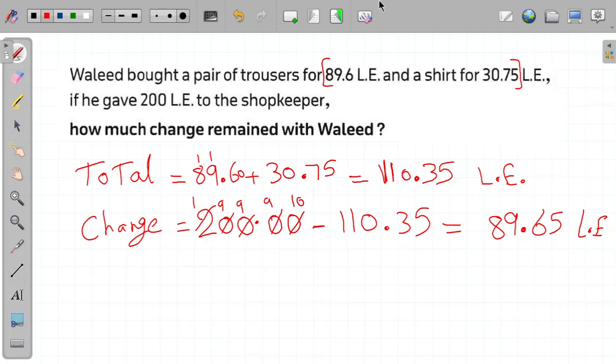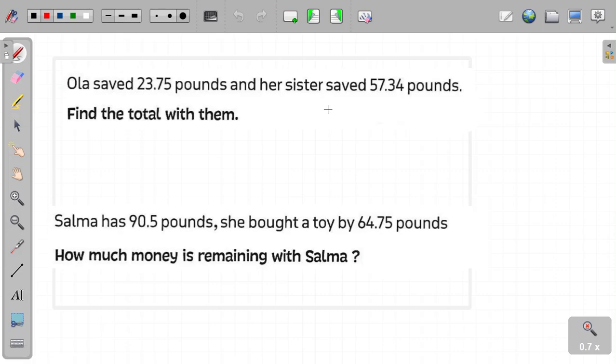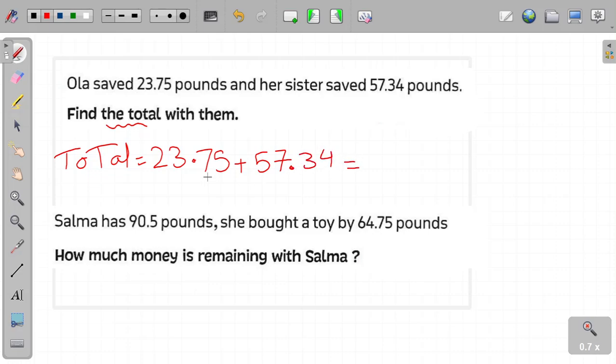Okay, next, he says Ola saved 23.75 pounds and her sister saved 57.35 pounds. Find the total with them. So I want to find the total, so I will add the two numbers. So I will say total equals, the first number is 23.75 plus 57.35. Here I have 2 digits and 2 digits, so I will not add any zeros.